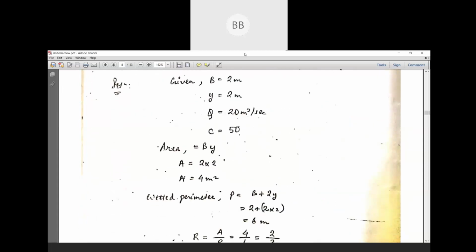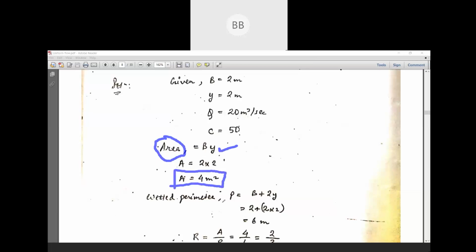So as this is a rectangular channel, we are going to find out the area. Area is nothing but width of the channel multiplied by depth of flow. So 2 into 2, 4 meter square is the area.